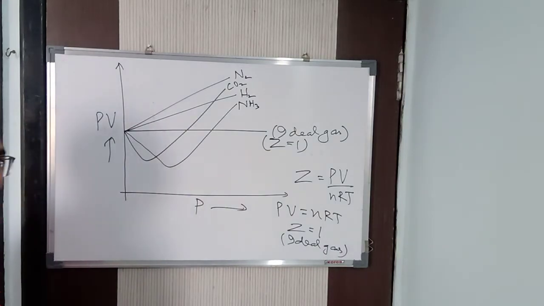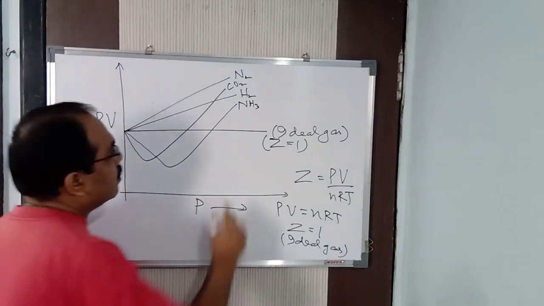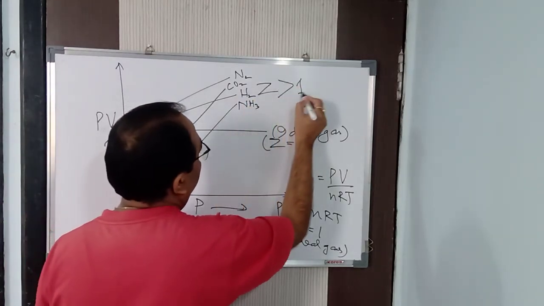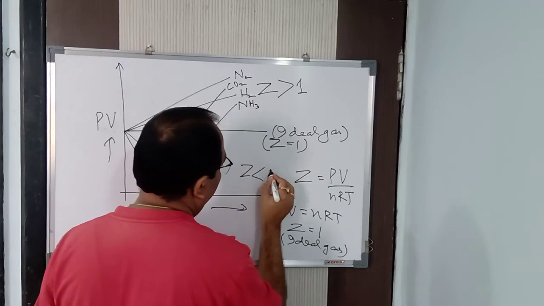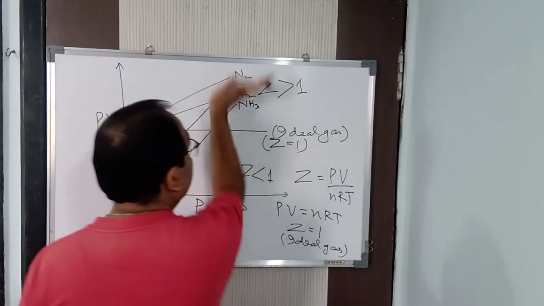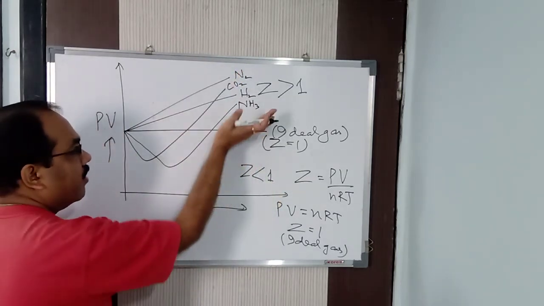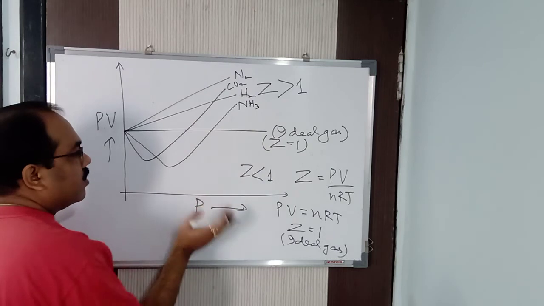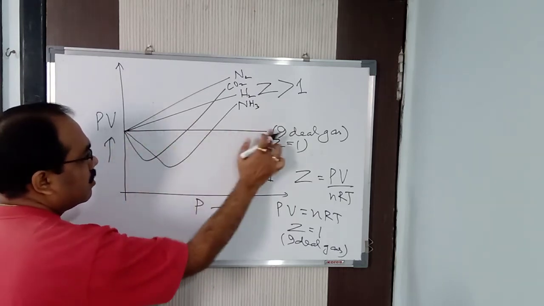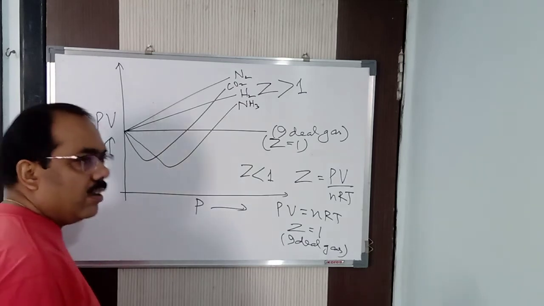I said that I will be proving it. See, I proved that Z is equal to 1. This line is the ideal gas. Now this area above the line is Z greater than 1, and this area below it is Z less than 1. This is the line I am taking. So above this Z is greater than 1, and below this Z is less than 1, definitely.